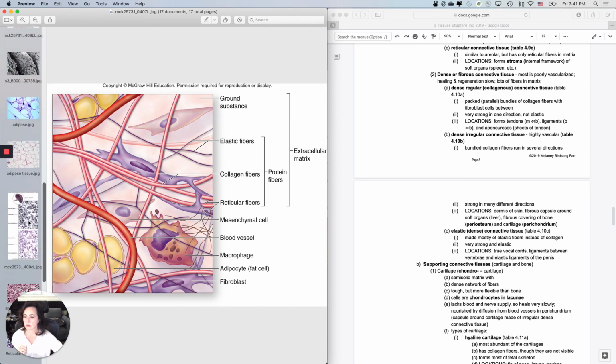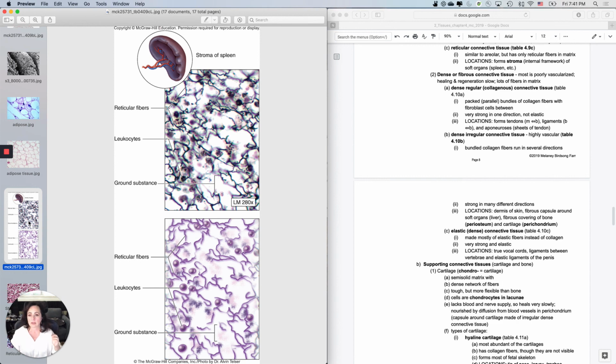Reticular connective tissue is a loose connective tissue, and this one isn't a super common tissue. It has those reticular fibers in it, so the fibers that you're seeing right here are reticular fibers. The reticular fibers are really forming this hairnet structure. It's similar to areolar connective tissue, but it has only reticular fibers in the matrix. And this is the tissue that's primarily responsible for making that loose internal framework of squishy organs like the spleen. Okay, and that is the loose connective tissues. Next video, we'll do the dense connective tissues.